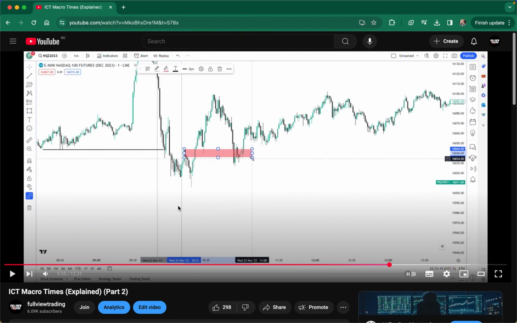Again, I praise ICT for teaching me concepts and the raw concepts, but I think a lot of people try to be too precise with it. A breaker block is a breaker block. It's just the zone, guys. And too many people get caught up on, I need to pick the bottom, pick the top, or this perfectly reacts here. Yeah, sometimes it will, but sometimes it won't. So I'm not going to act like every single macro works perfectly.